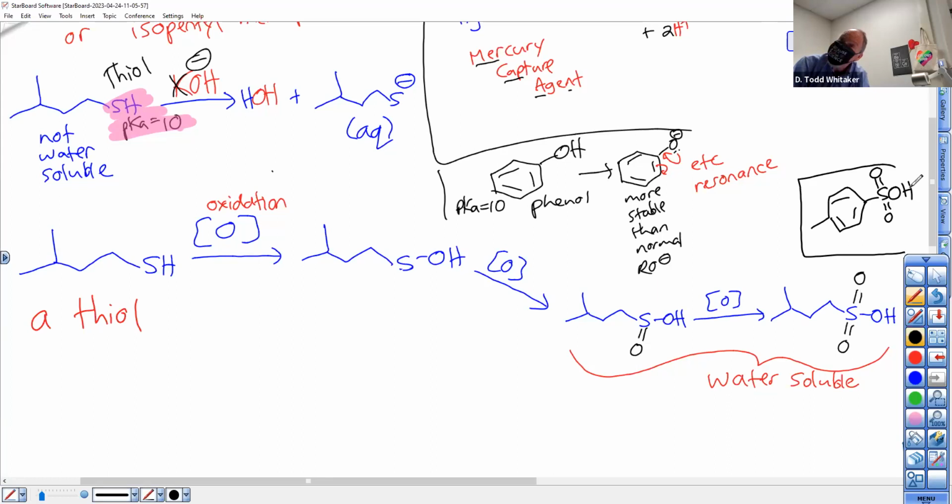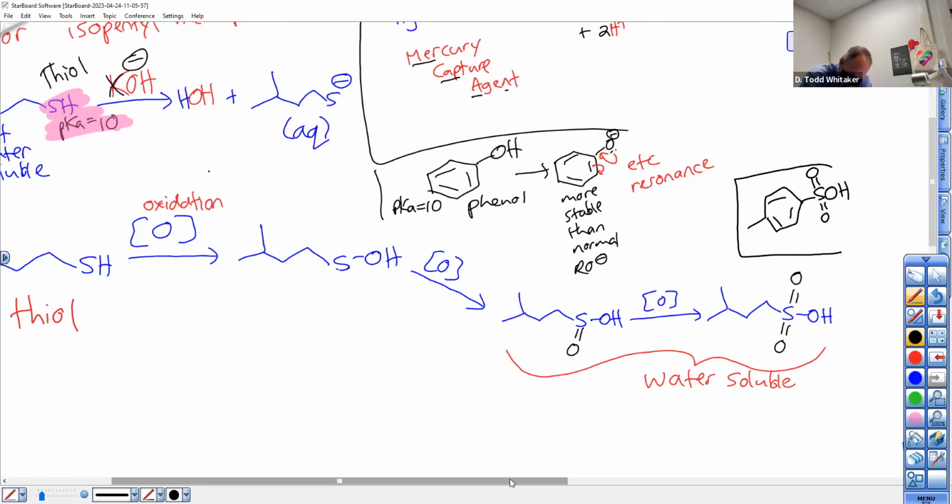Toluene sulfonic acid. This is a sulfonic acid. Sulfonic acids. This one. HOTS is a toluene. TS stands for toluene sulfonic. There you go.